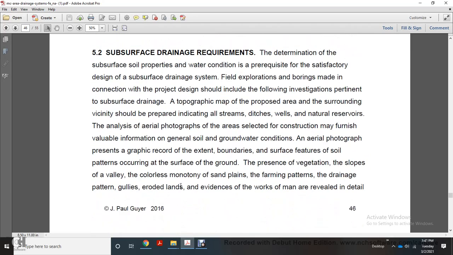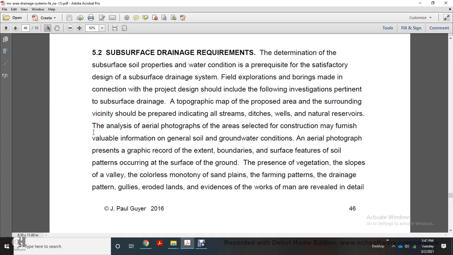Subsurface drainage requirement determination: subsurface soil properties and water conditions are a prerequisite for satisfactory design of a subsurface drainage system. Field exploration and borings made in connection with project design should include the following investigations pertaining to subsurface drainage: a topographical map of the proposed area and the surrounding vicinity should be studied, indicating all streams, ditches, and natural reservoirs, along with analysis of aerial photographs.